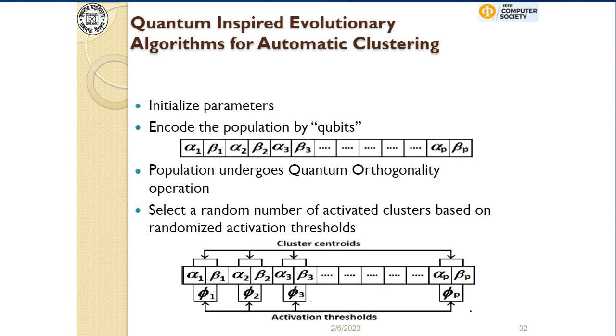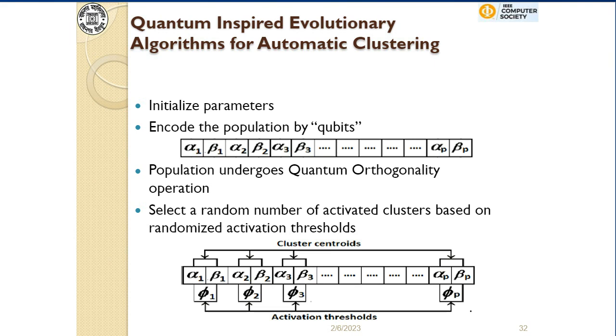So some of the values will be greater than 0.5, some of the values will be less than 0.5. So now you just go on checking whether this particular value phi is going to be either greater than 0.5 or less than 0.5. So you discard, or deactivate, all those cluster centroids which have been assigned a random threshold value of less than 0.5, and make all the others which have a threshold value greater than 0.5 active clusters.